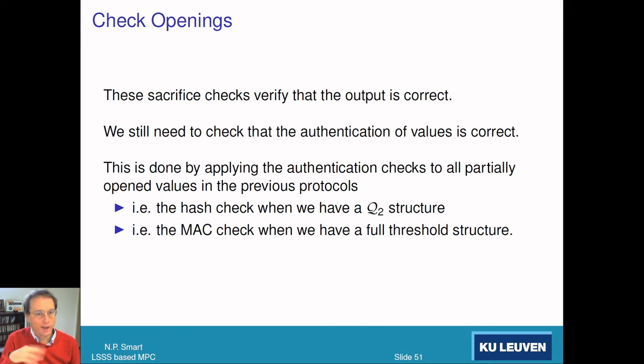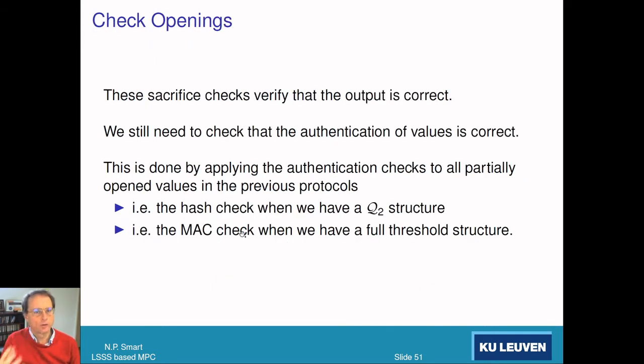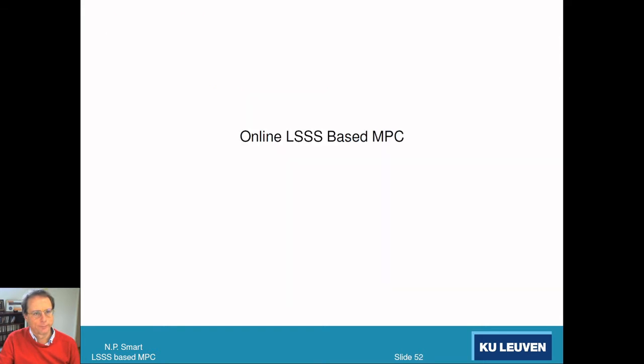Of course, when we do this, we have to check the openings have been correct. So for example here, we check that this opening of rho is correct. For Q2 access structures, we do this via the hash check. If we're not doing a full communication round, we're doing a reduced form of communication, we do this using the hash check, which we described way back. Or we use the MAC check, which we also described way back, to check that those values are opened correctly. So checking the openings is easy as well.